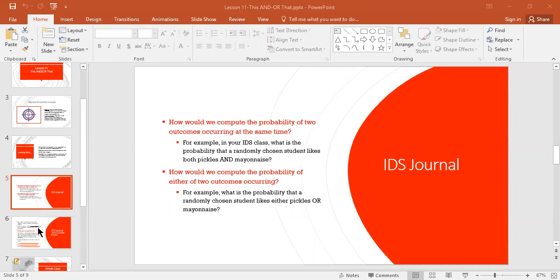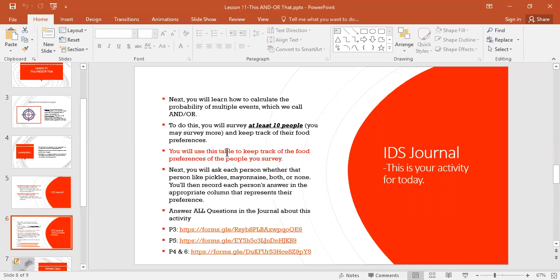Okay, so let's take a look at the activity that we're doing today. Your activity is literally your journal, the entirety of your lesson 11 journal. After we're done with this activity, what are you gonna do with your journal? Submit it, okay? So what is the activity itself? Now you will learn how to calculate the probability of multiple events, which we call "and" and "or." To do this, you will survey at least 10 people, and you may survey more.